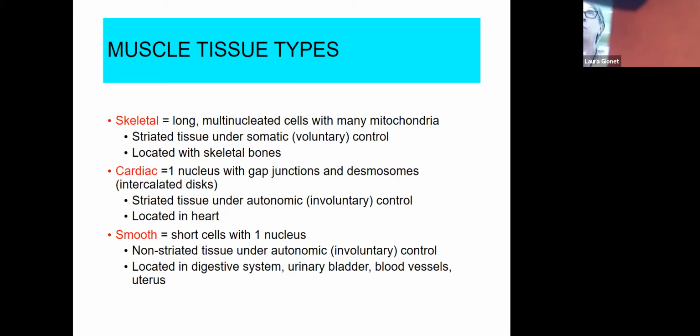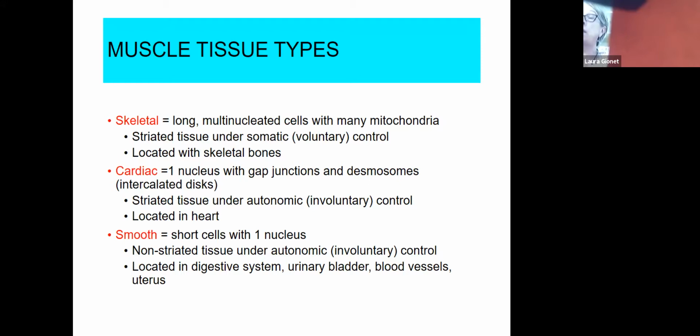Cardiac muscle, there's only one place, and that's the heart. It has one nucleus with lots of gap junctions and desmosomes at their intercalated discs. It has a striated appearance, just like skeletal muscle. We're going to talk about that. And this location is in the heart.